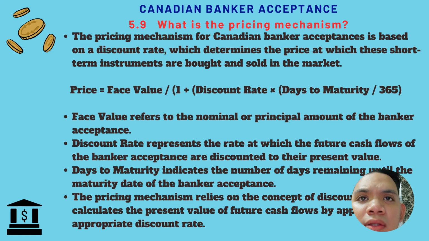So face value refers to the nominal and principal amount of the bank acceptance. Discount rate represents the rate at which the future cash flow of the bank acceptance is discounted to its present value. Days to maturity indicates the number of days remaining until the maturity date of the bank acceptance. The pricing mechanism relies on the concept of discounting, which calculates the present value of future cash flow by applying an appropriate discount rate.